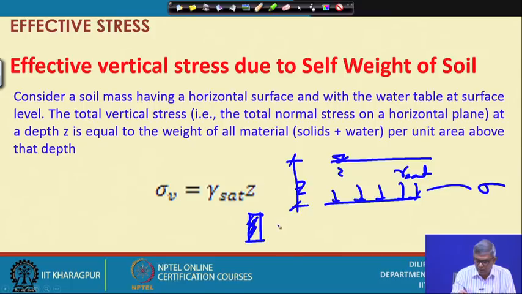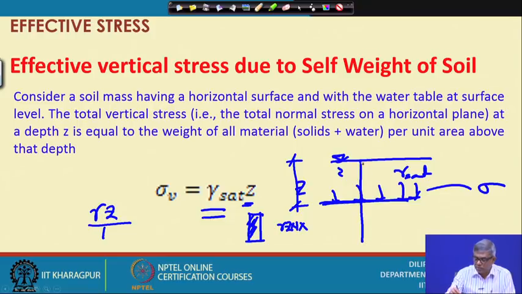This will be gamma into z into 1, and since it is unit weight, it will be gamma into z ultimately. So the total weight will be gamma into z only, divided by the cross sectional area 1. So ultimately gamma z. Since this unit weight is saturated, it will be gamma saturated into z. With increase of z, the total stress also will be increasing. That means if I draw it, it will be something like this. With the change of depth, your sigma v is increasing.